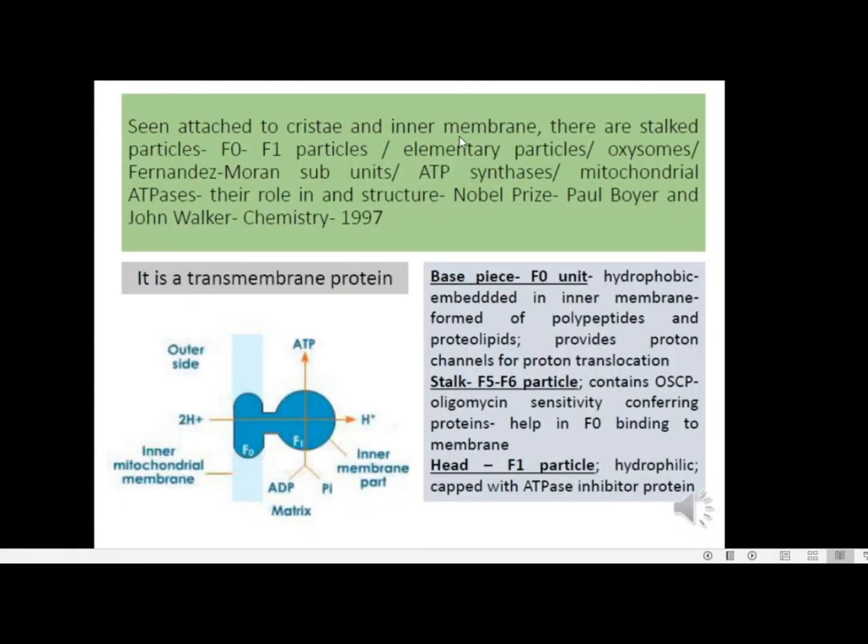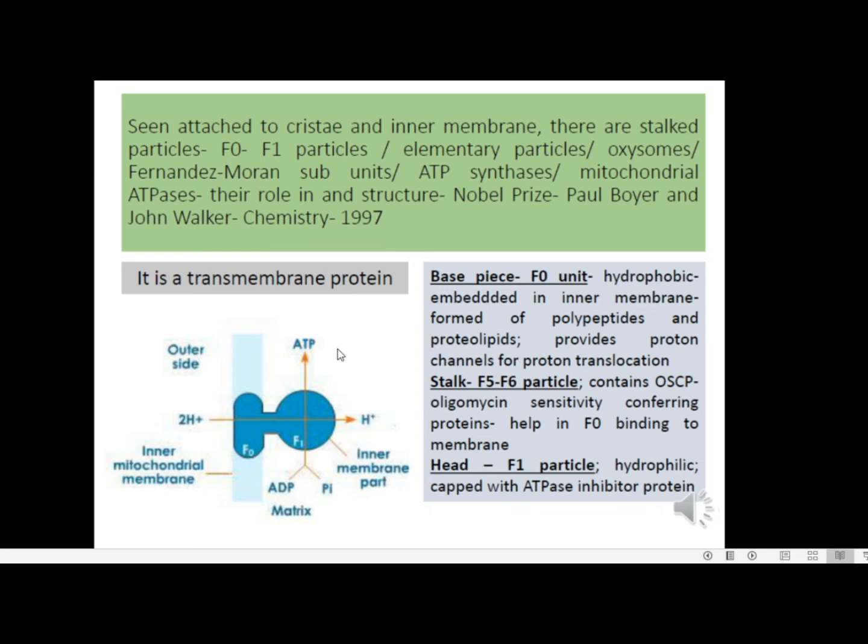The cristae and the inner membrane are characterized by the presence of certain stalked particles, which are called by different names. They are called F0, F1 particles, elementary particles, oxysomes, Fernandez-Moran subunits, ATP synthetases, mitochondrial ATPases, etc. Studies were conducted on their structure as well as the role played by them, and for their study Paul Boyer and John Walker were awarded the Nobel Prize in Chemistry in 1997.